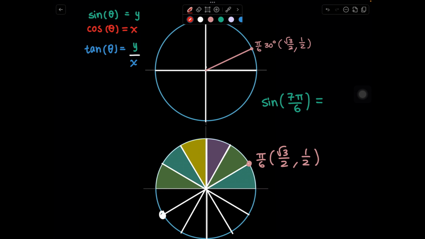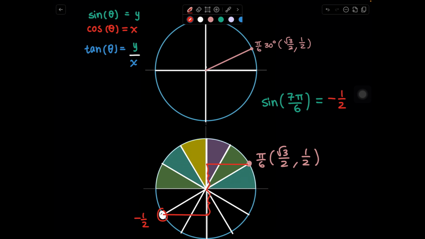So this question is asking us sine of 7 pi on 6, and I hope you remember that sine is our y value. So looking at this, our y value is a half. And looking at this, by symmetry, that length there, the actual length should be a half as well. But since it's on the bottom, it's a negative half. So our answer here is negative 1/2.